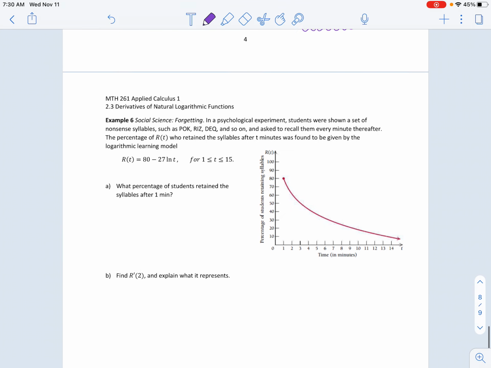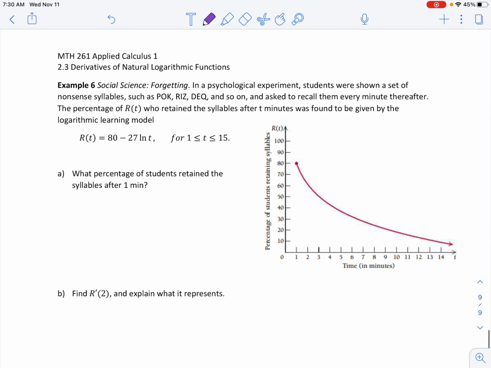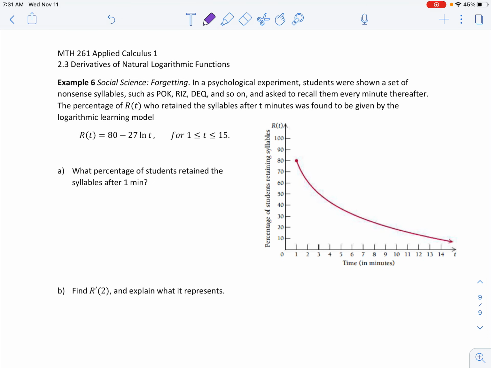All right, let's do the very last one, example 6. Social science, forgetting. In the psychological experiment, students were shown a set of nonsense syllables such as POK, RIZ, DEQ, and so on, and asked to recall them every minute thereafter. So it's like a memory game, huh? You show them a whole bunch of random words, and then tell them to memorize it. And then every minute you ask them, what do you still remember?